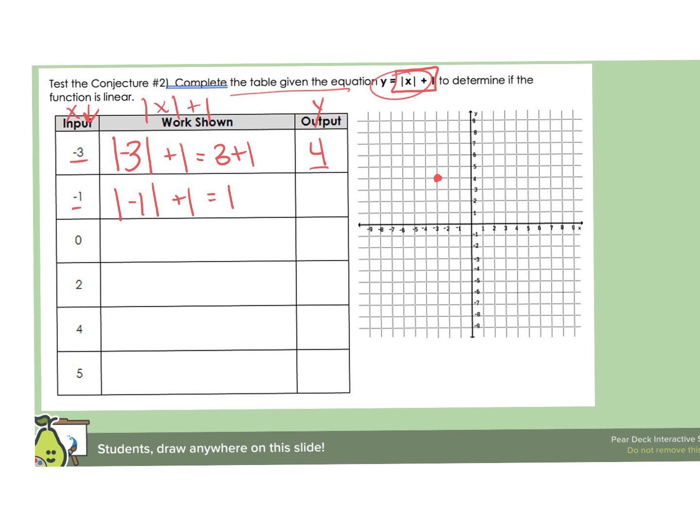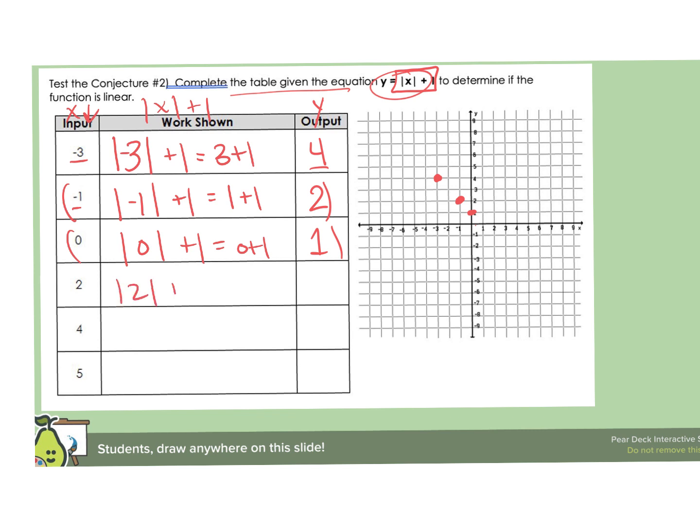Next, absolute value, instead of x, I'm putting negative 1, adding 1. Absolute value of negative 1 is 1. 1 plus 1 is 2. My ordered pair is negative 1, positive 2, right here. Absolute value of 0 plus 1 is 1. Ordered pair is 0, 1, right here.